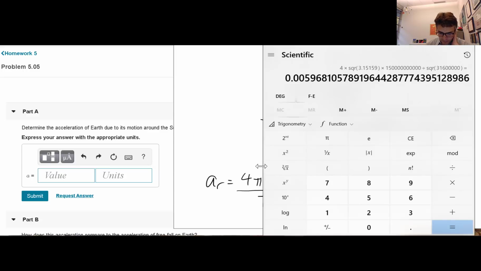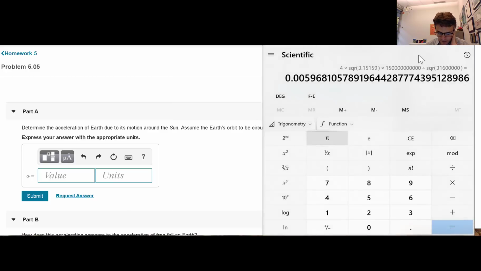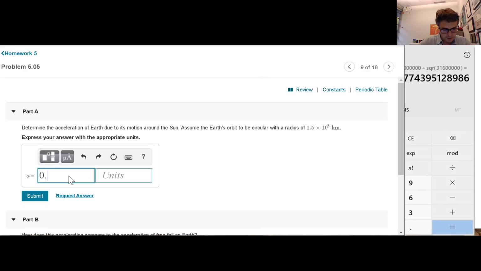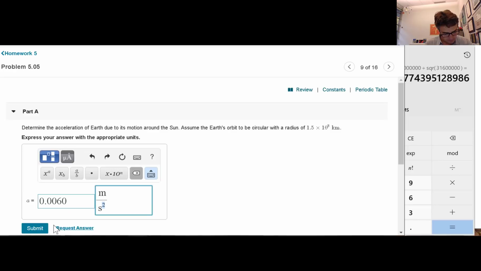So it's going to be 0.0059. Let's just do it to 2 significant digits because it gives 1.5. So 0.0060 meters per second squared. Don't forget the power 2.